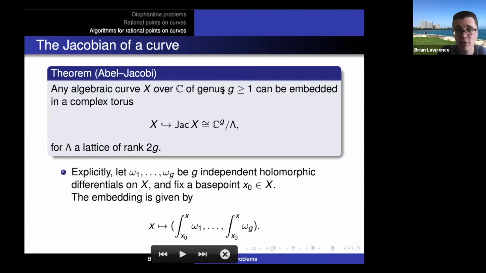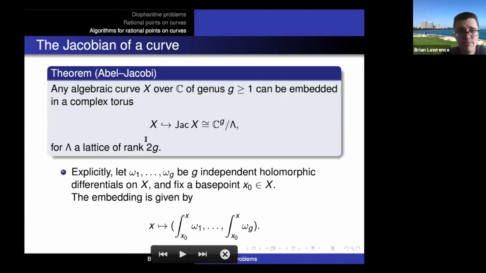Specifically, I have a curve of genus G, which is at least 1. Then for any such curve, I can embed it in a torus of complex dimension G. That'll be a manifold whose real dimension is 2G. And what is a complex torus? It's literally just C^G modulo some lattice. A lattice is a discrete subgroup that's an abelian group of rank 2G. So I have C^G modulo a lattice. This is just a 2G-dimensional torus.